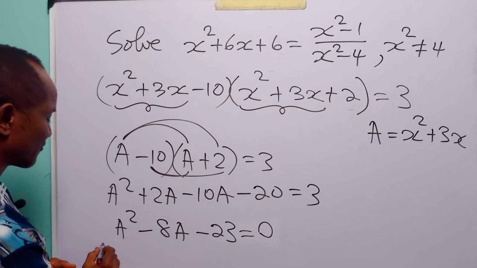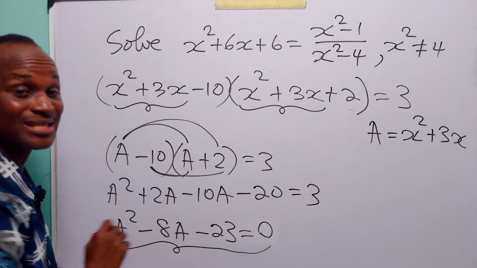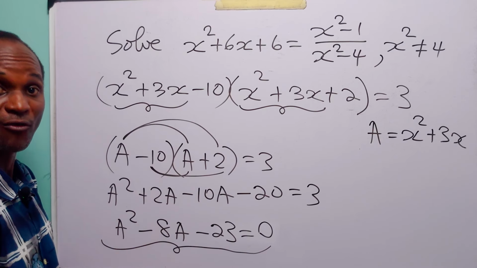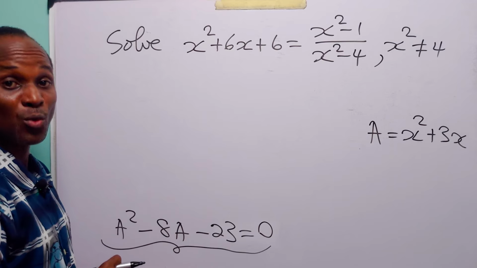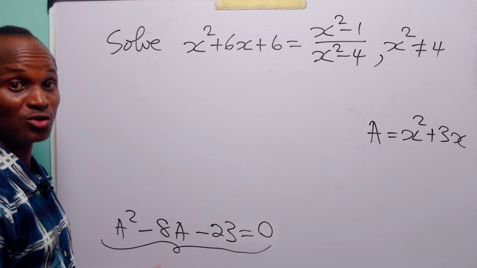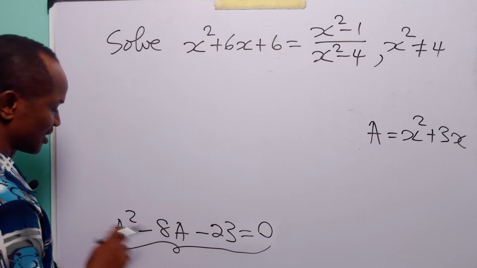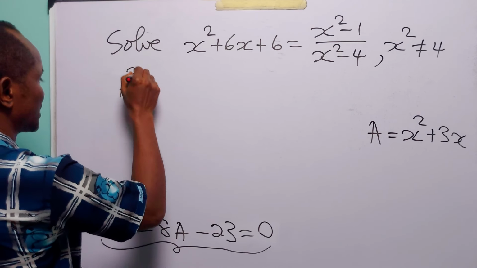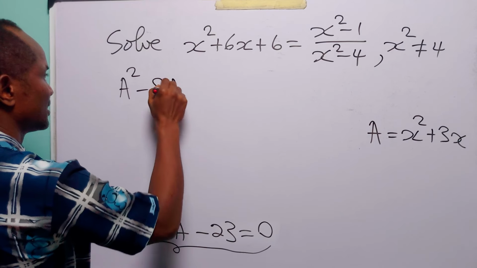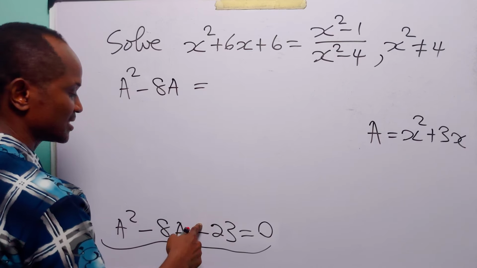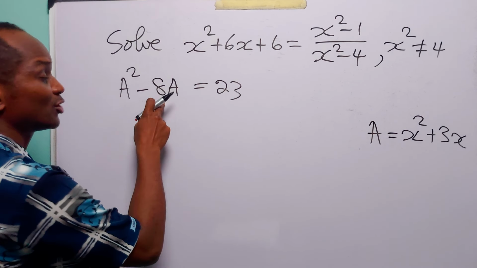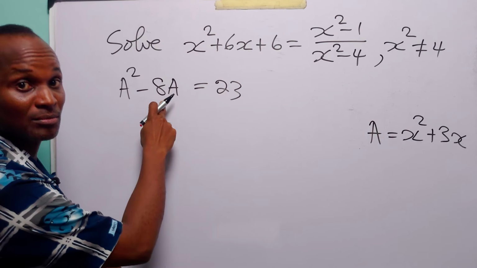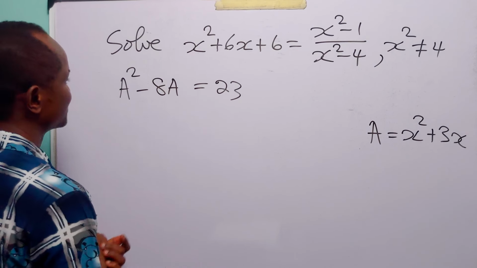Now you can see that we have a very simple quadratic equation to solve for values of a. Now we cannot solve this quadratic equation by factorization, so let us complete the square. From here we have a squared minus 8a is equal to, this goes over to the right. Now we divide the coefficient of a by 2, square it and add to both sides.